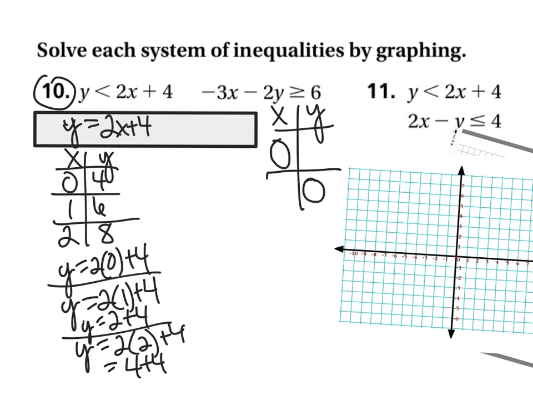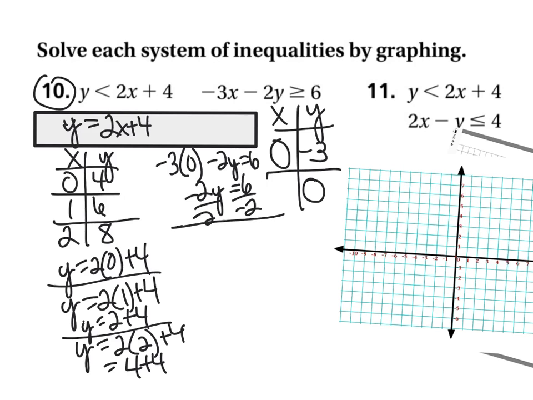So if we put a 0 in for x, negative 3 times 0 is just going to be 0. So we've got basically negative 2y equals 6. So y would be negative 3. So (0, -3) would be 1 point on that line.